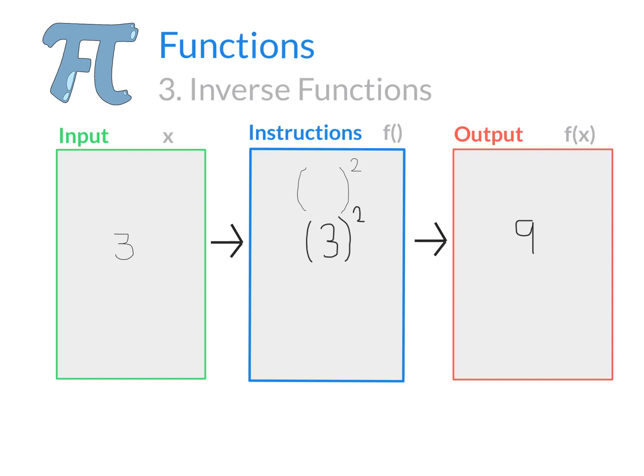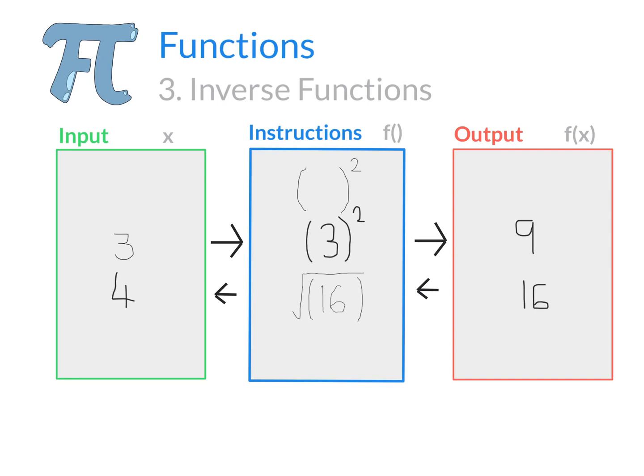Now for the next row, suppose for some reason we didn't know the input, but we knew that the output was 16. I'm sure you instantly noticed that the input must have been 4. How do we know this? It is because we realized that the inverse function of squaring a number is to square root it, and so we square root 16 and get 4.